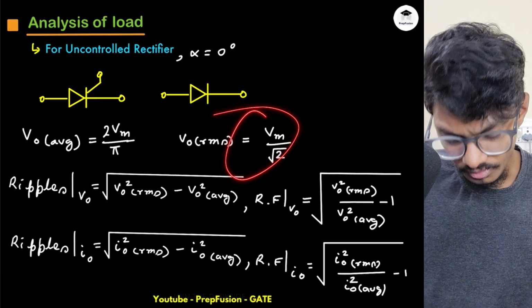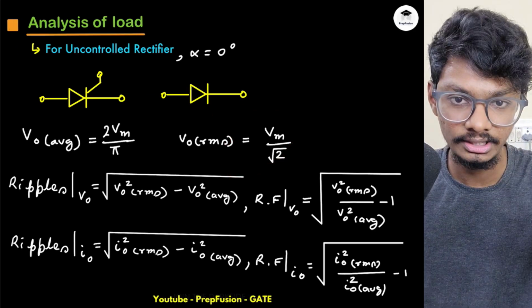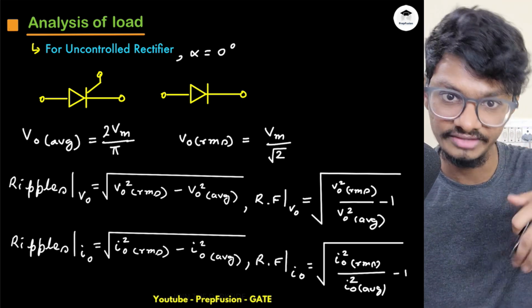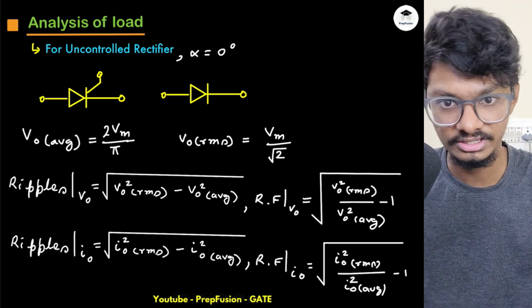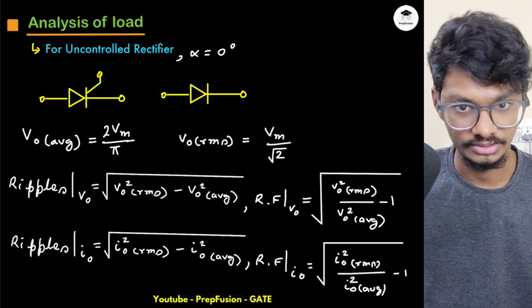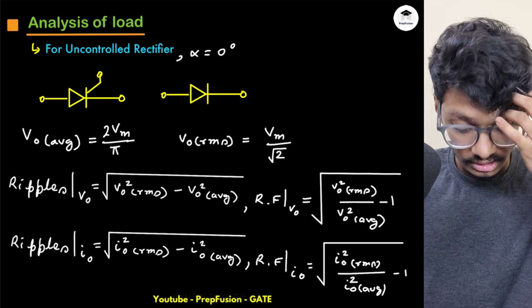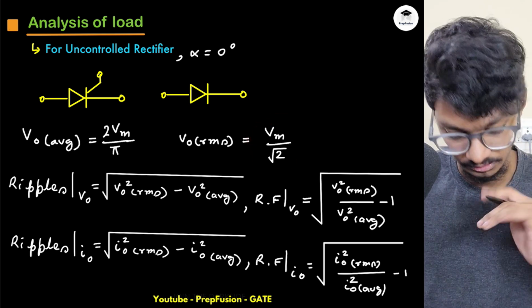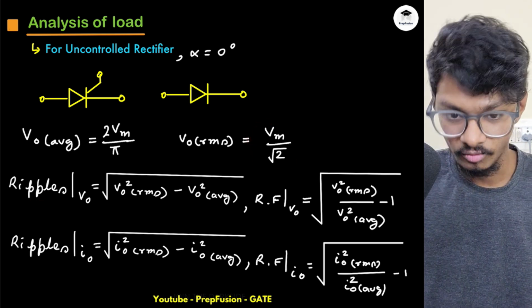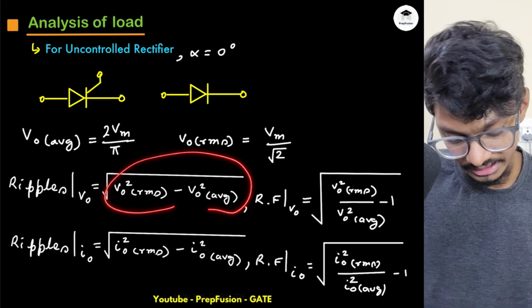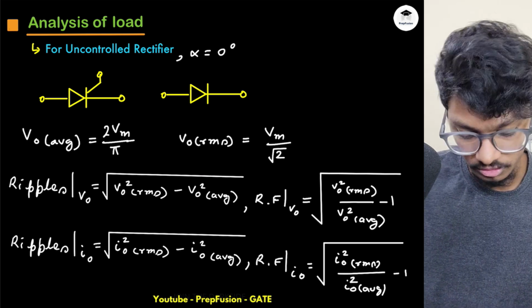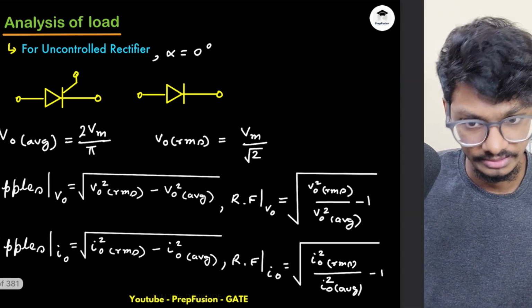Why? Because if I square the negative of Vs, it will be the same as the square of the positive. So everything becomes positive whenever I square. So that will be the same. So this will be Vm by root 2, same as the supply. Ripples, this formula you can obviously remember. You know how to derive VO RMS and VO average, and you can compute the ripples for all this.